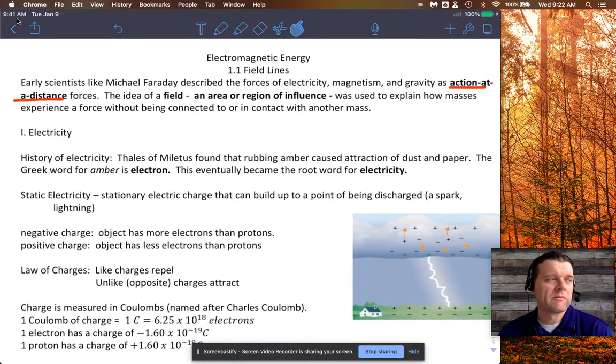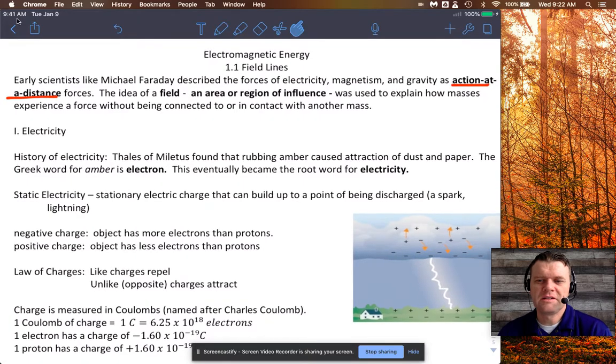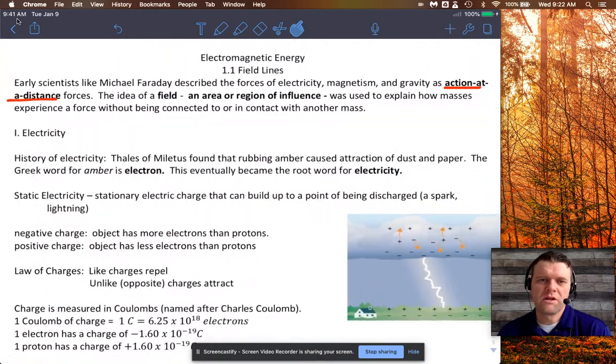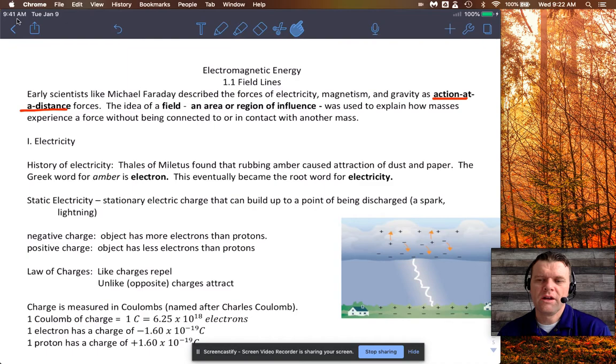The famous example is a man named Thales, and he was a Greek. He was rubbing amber and noticing that it attracted dust and paper. The word for amber is electron, and that becomes the root for the word electricity. So it's kind of cool that that's where it comes from. If you've ever seen amber, it's fossilized tree sap. It's sort of a yellowish looking rock.